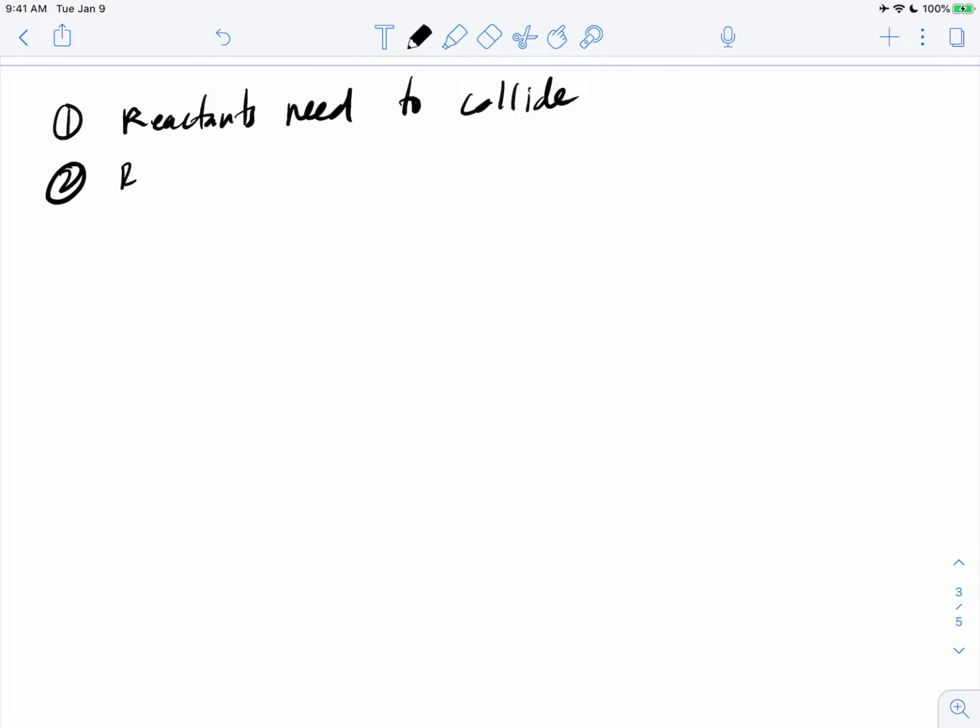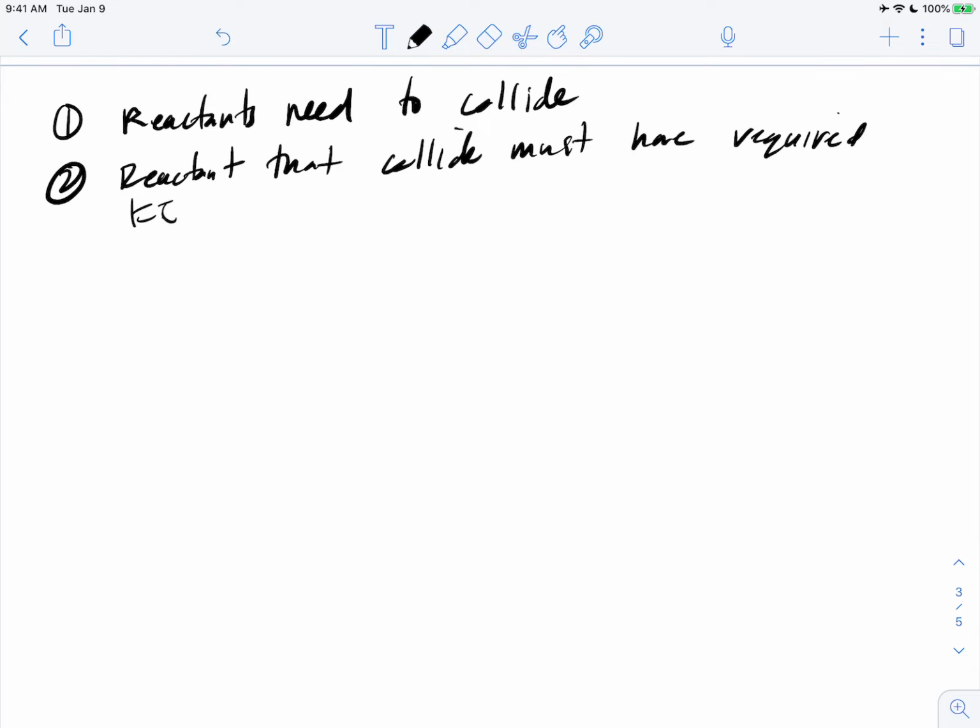We'll do it this way. So reactants that collide, so meet requirement 1, must have the required kinetic energy. I'll just rewrite this. Kinetic energy, or Ke, and that is the sum of the energy difference between the reactants and products plus the activation energy.